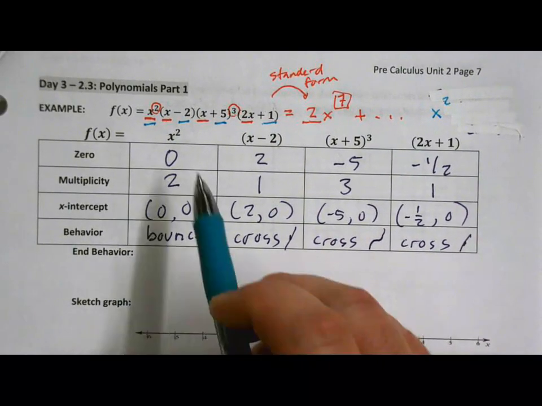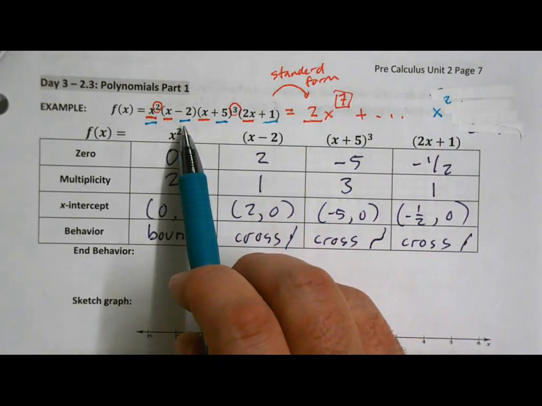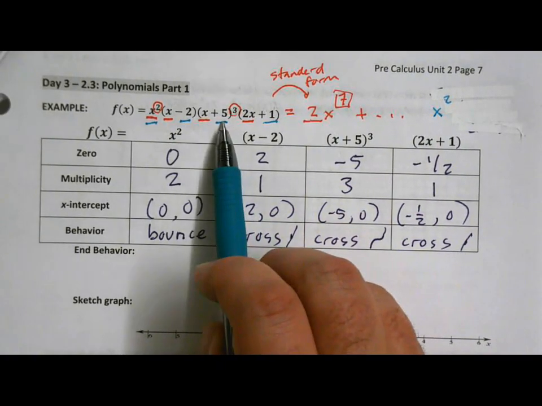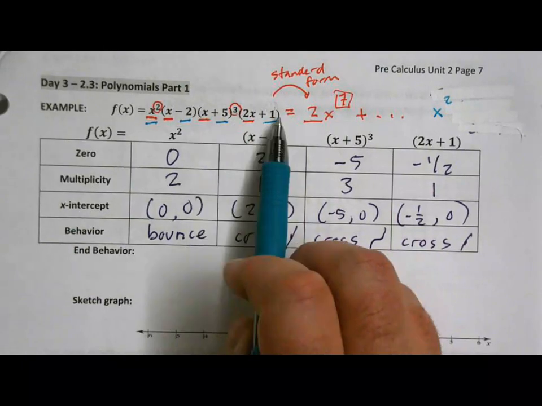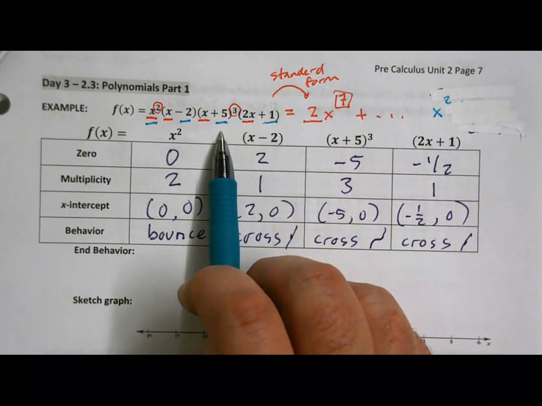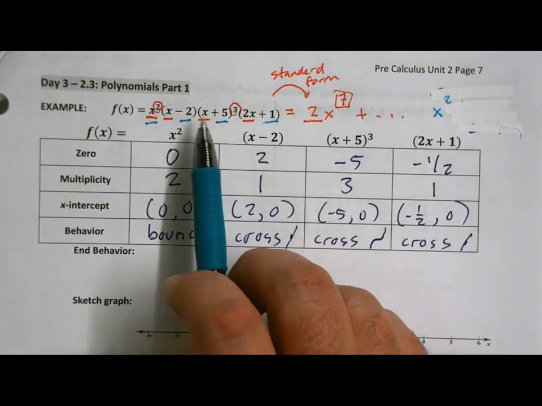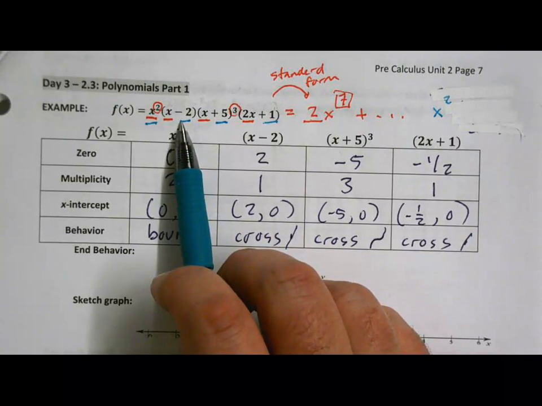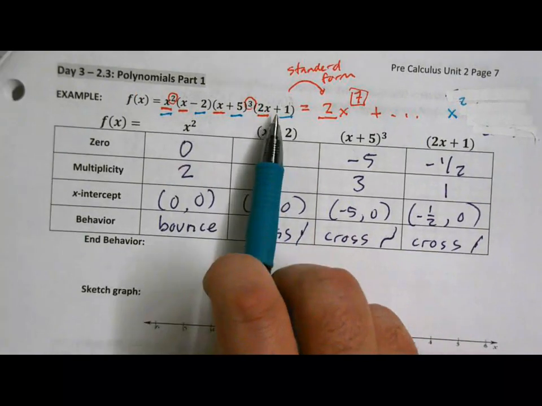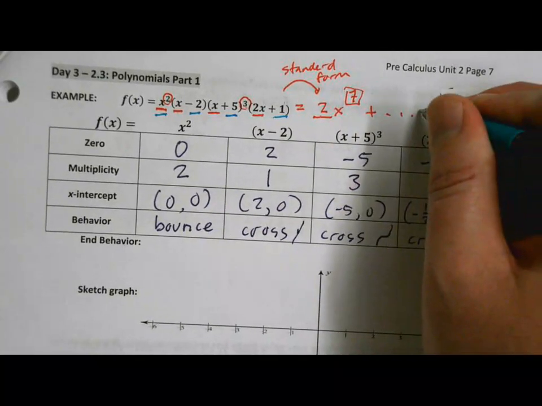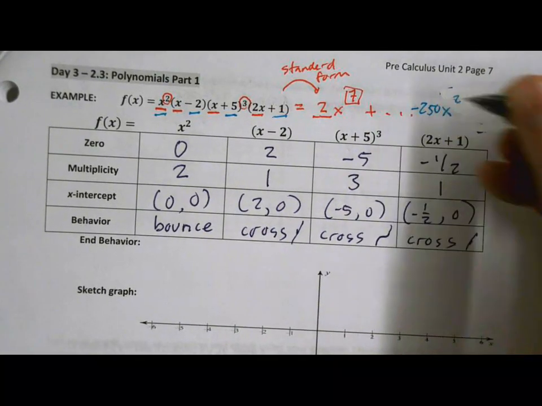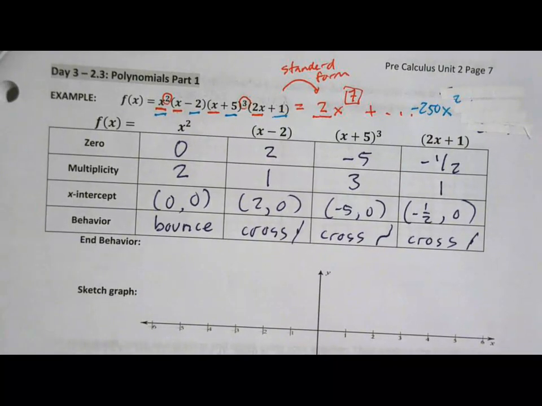All right, this is going to be a little bit trickier. Feel free to use a calculator if you need to. What's negative 2 times 5 to the third times 1? 5 to the third power is 125 times negative 2 would be negative 250, and times 1. So it would be negative 250x squared would be our last term. That was just for fun. We didn't need that.